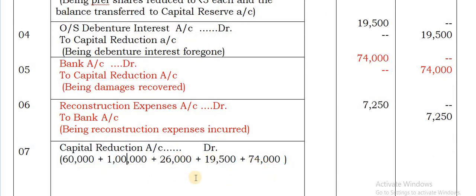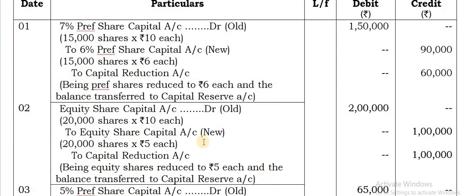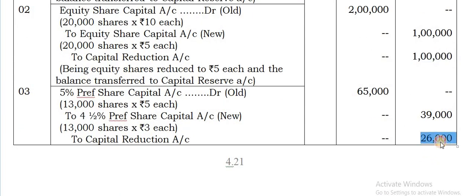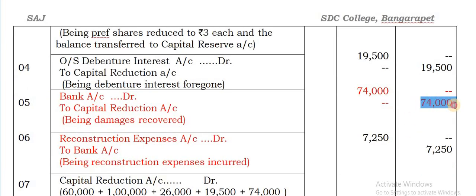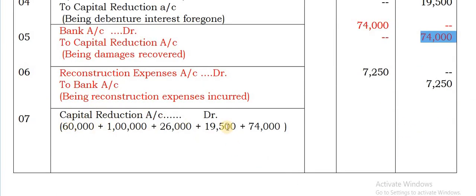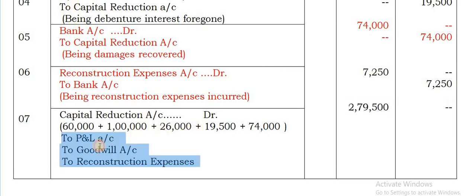So in the capital reduction account, you can add up all these amounts, whatever is being credited. Here 60,000 is credited. Here 1 lakh is credited. Here 26,000 is credited, 19,500 is credited, 74,000 is credited. So all these amounts you have to add up. So that total gives you 2,79,500. Again give a credit to the profit and loss account, goodwill account, and reconstruction expenses account.